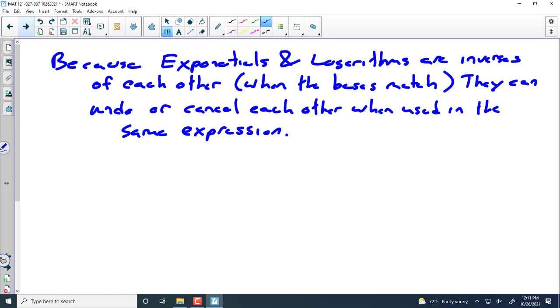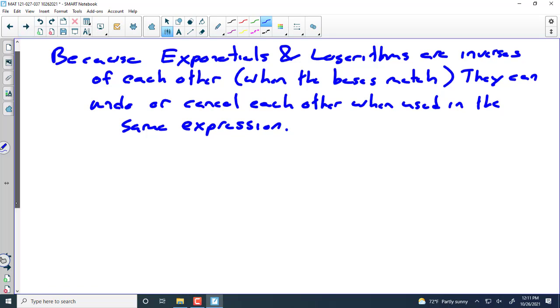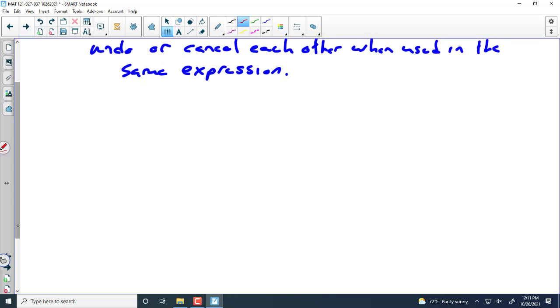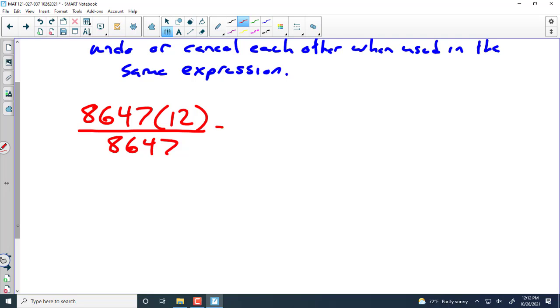Let me give you an example of what I mean by that. 8,647 times 12 divided by 8,647. What's the answer? 12. No big deal. It's 12 because I am multiplying and dividing by the same number, so they cancel each other out, and it's very easy to find the answer. Does everyone agree with that?